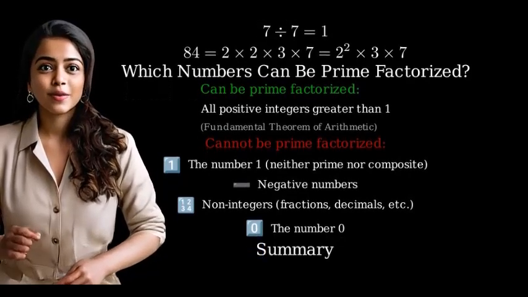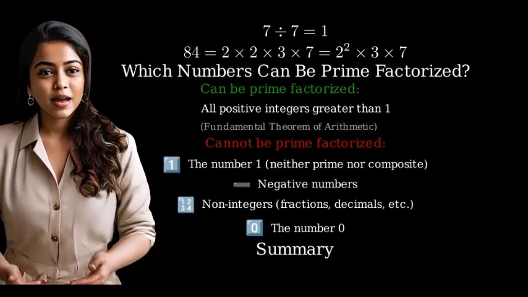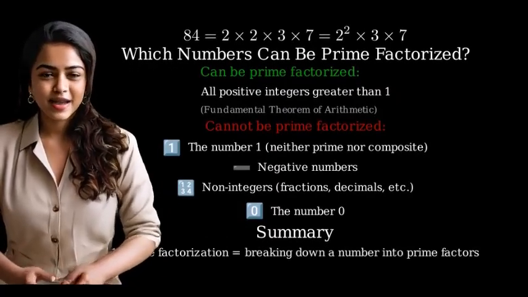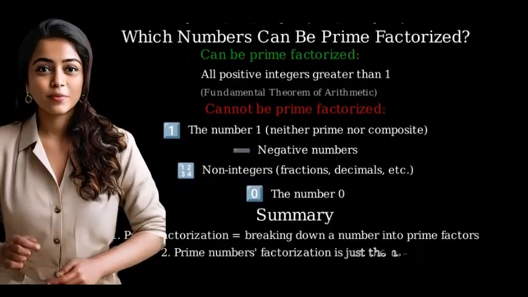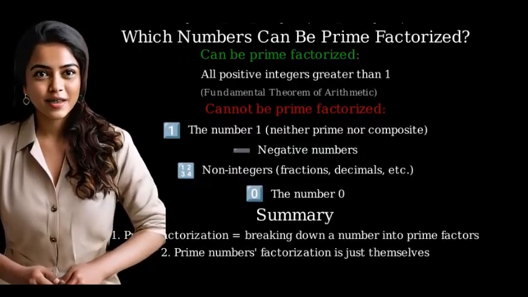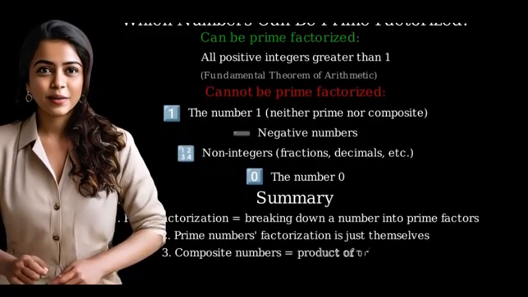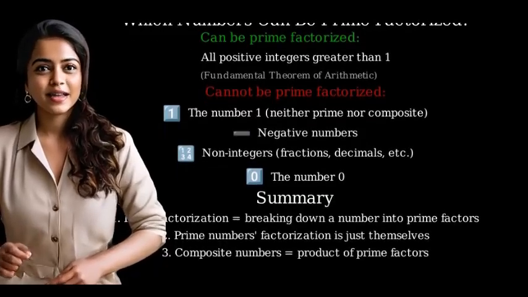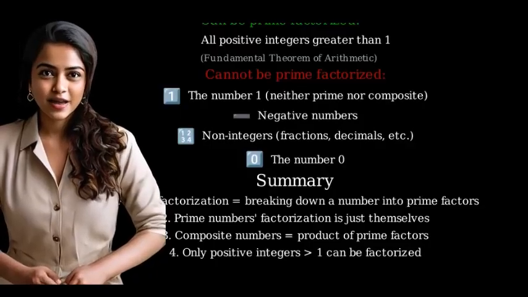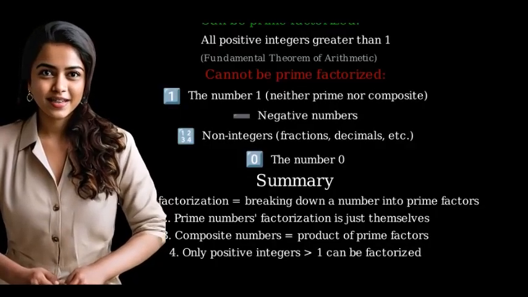Let's summarize what we've learned about prime factorization. 1. Prime factorization breaks down a number into a product of prime numbers. 2. Prime numbers are already in their simplest form, so their prime factorization is just themselves. 3. Composite numbers can be expressed as a product of prime factors. 4. Only positive integers greater than 1 can be prime factorized.